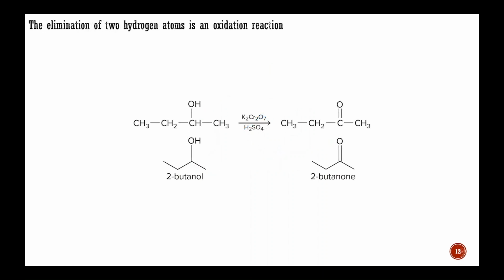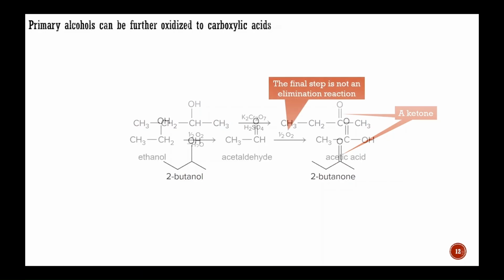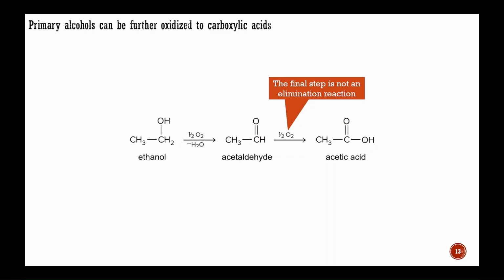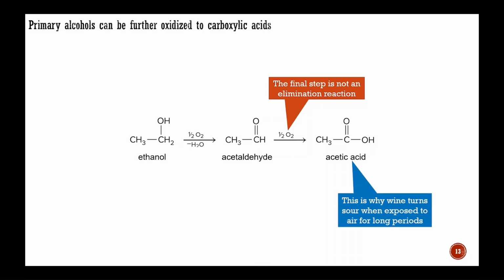The elimination of two hydrogen atoms is an oxidation reaction that requires an inorganic oxidizing agent, such as potassium dichromate in aqueous sulfuric acid. This oxidative elimination results in the formation of a carbonyl-containing compound, typically a ketone. Interestingly, alcohols with a hydroxyl group at the end of the hydrocarbon chain can be further oxidized to carboxylic acids. In this case, the final step is not an elimination reaction. This oxidation process explains why wine turns sour when exposed to air for long periods.